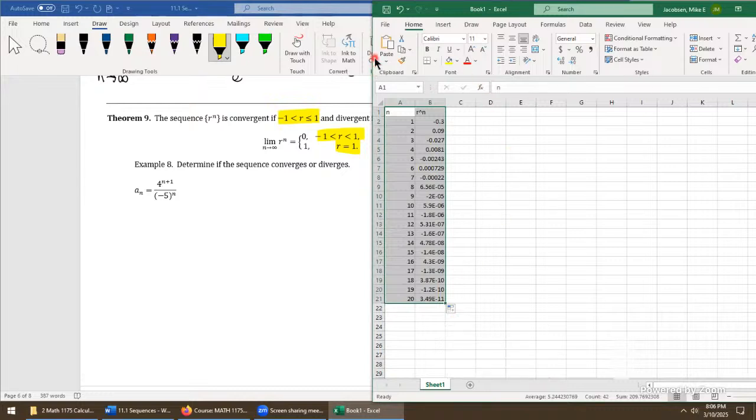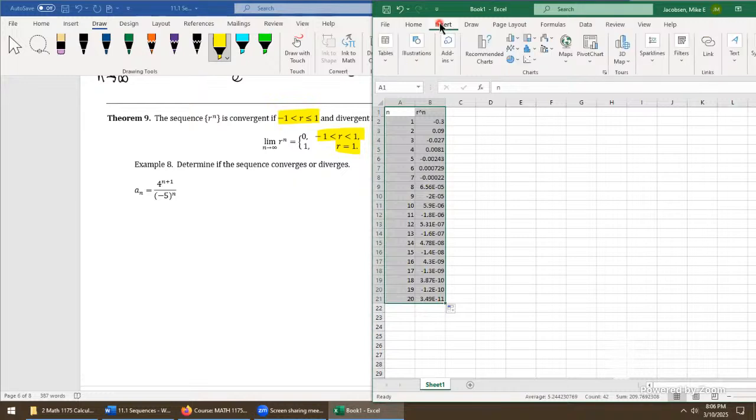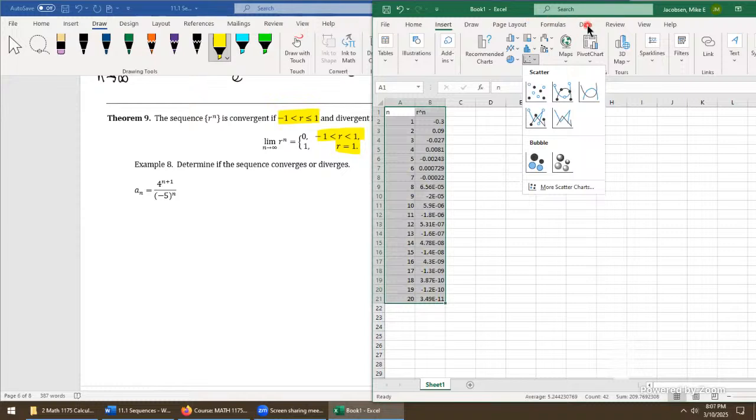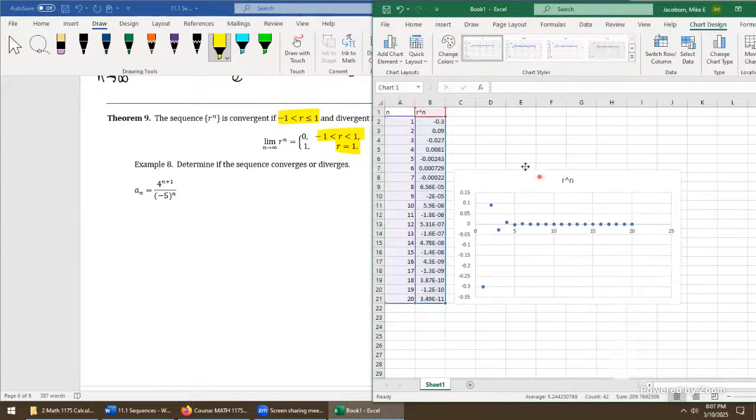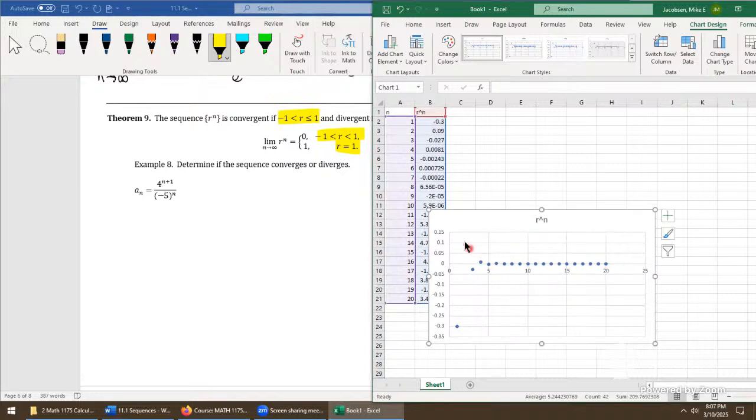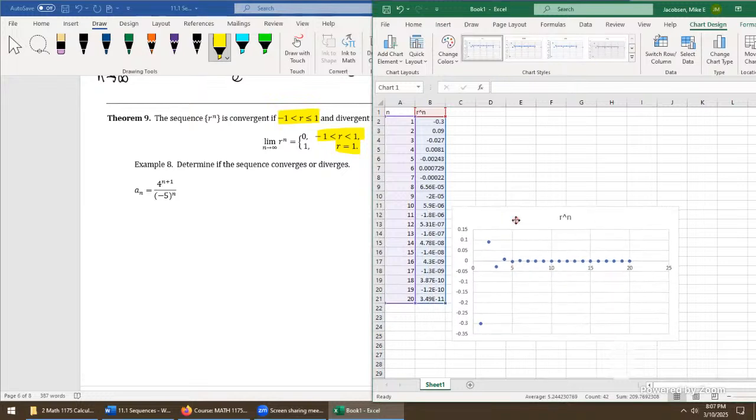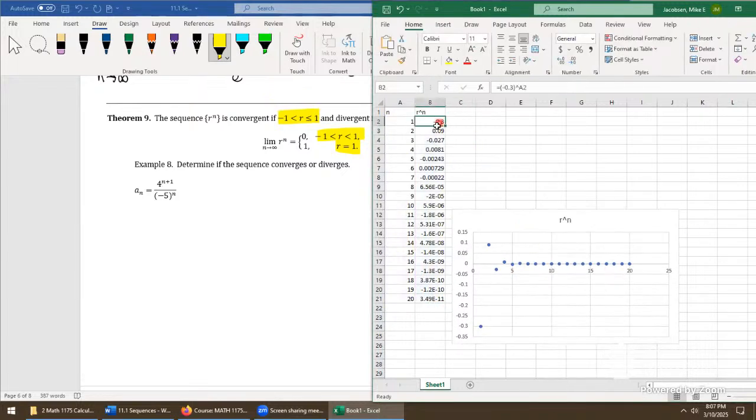We should be able to get a really quick graph as well. I think that was in insert. Thanks, I was just reminding myself. I usually try to find it somewhere in data. That seems like it makes sense. And this is the view of that sequence. It jumps all over the place at first, but when the terms get larger, it very quickly approaches the x-axis in this way for convergence.